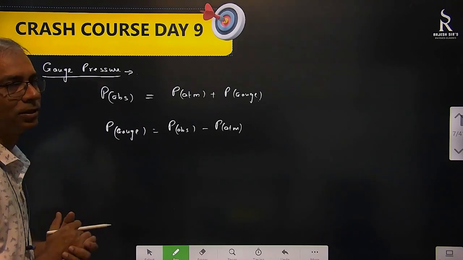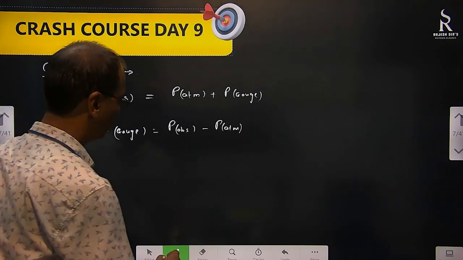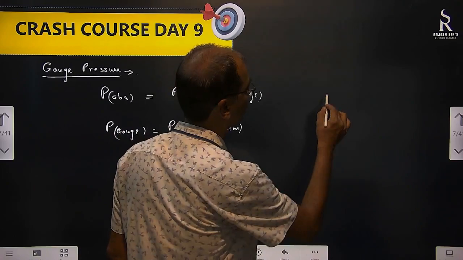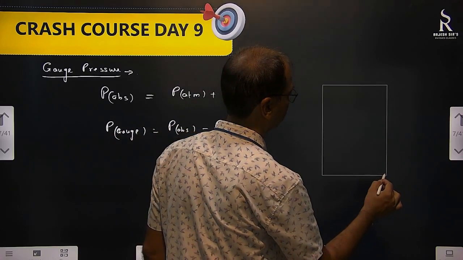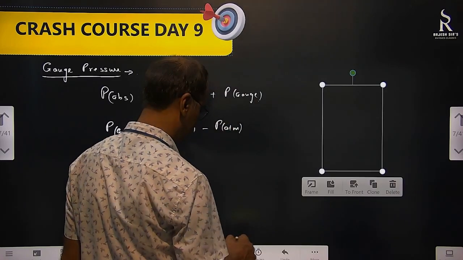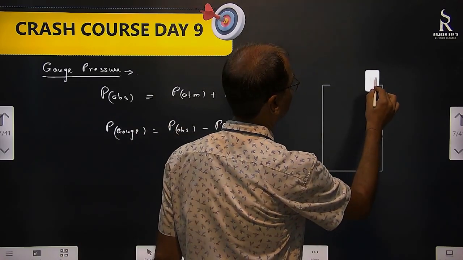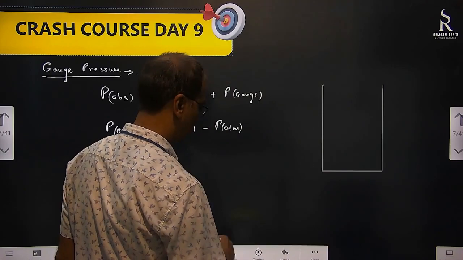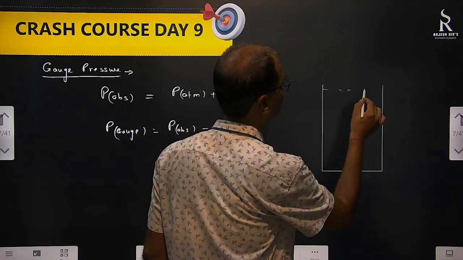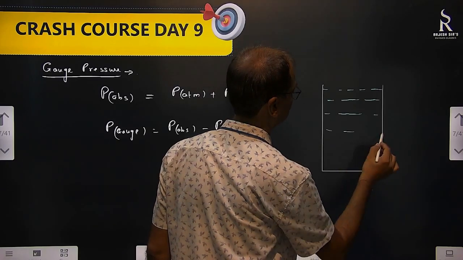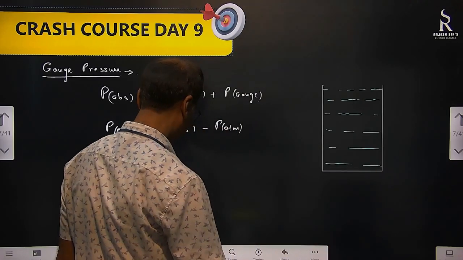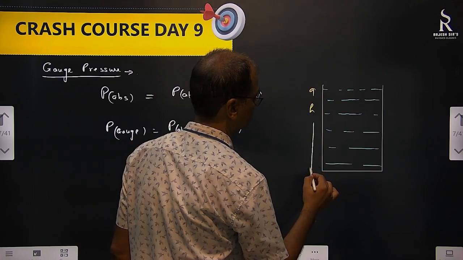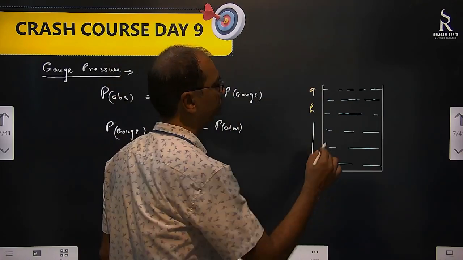So how pressure varies with depth, that we are going to see now. Let's see, here only we will be seeing that. Suppose we take a container. This is the container. Okay, and this is filled with liquid of density rho. So we'll fill it first. So it is filled up to height h. Density of the liquid is rho.